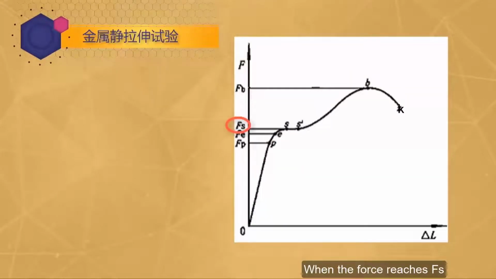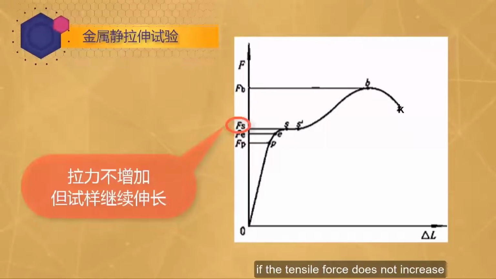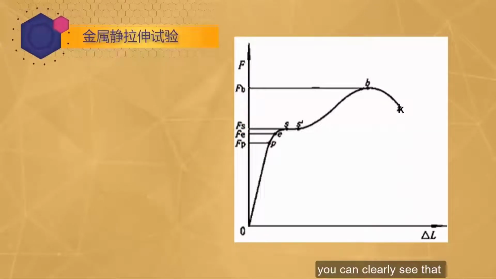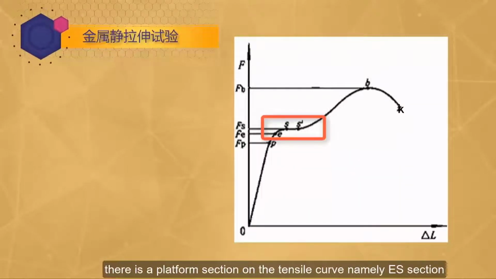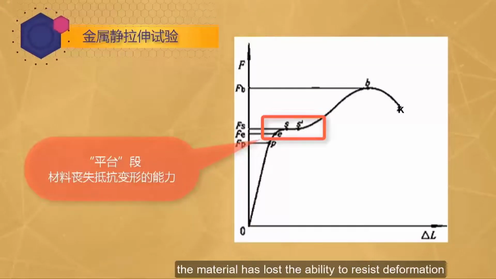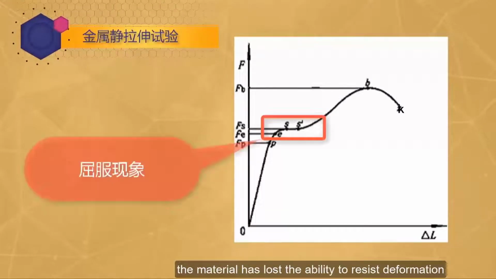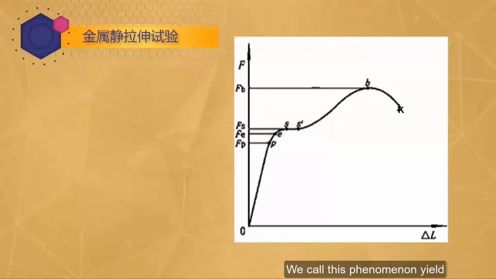When the force reaches Fs, the sample continues to elongate even if the tensile force does not increase. At this time, you can clearly see that there is a platform section on the tensile curve, namely the S section. The material has lost the ability to resist deformation. We call this phenomenon yield.